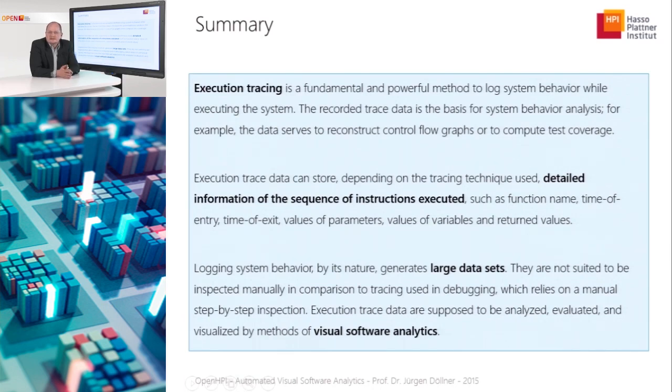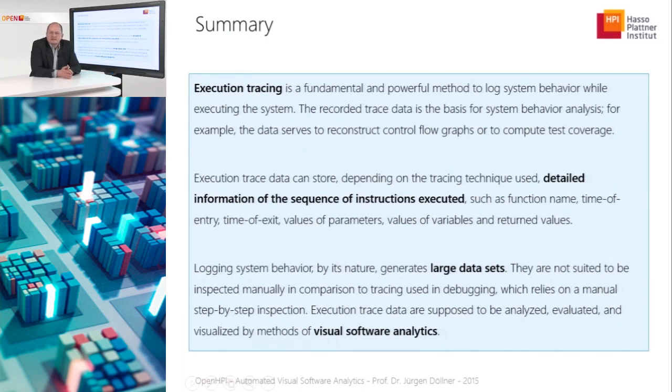Execution trace data can store, depending on the tracing technique used, detailed or less detailed information of the sequence of instructions executed, including function name, time of entry, time of exit, values of parameters, values of variables, global variables for example, and of course returned values of functions.